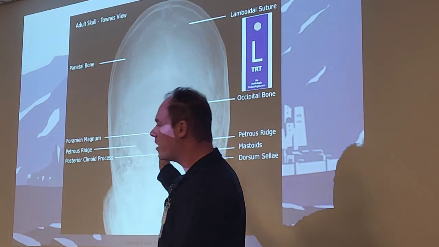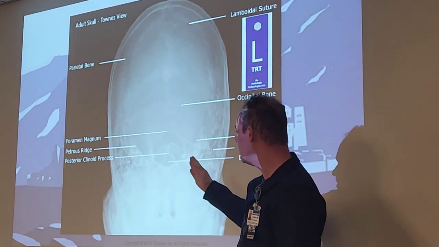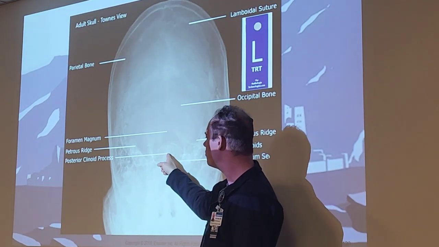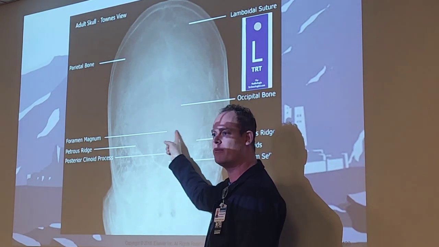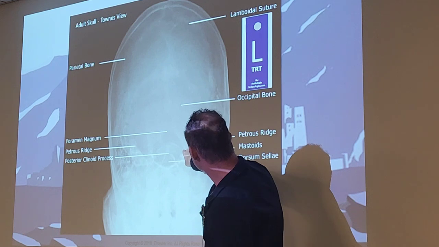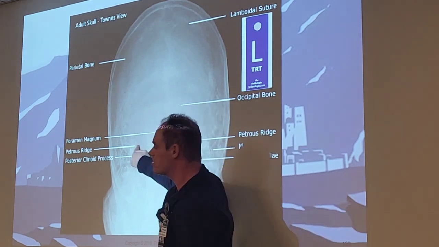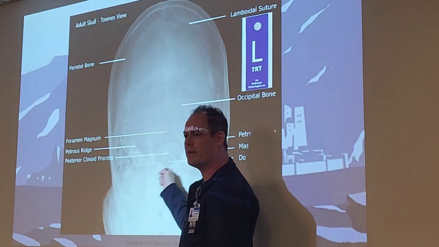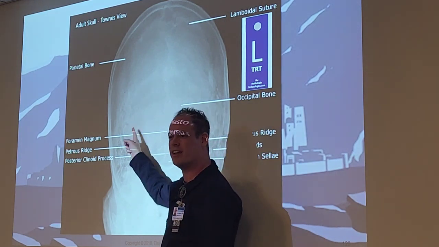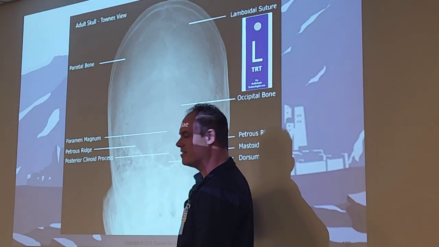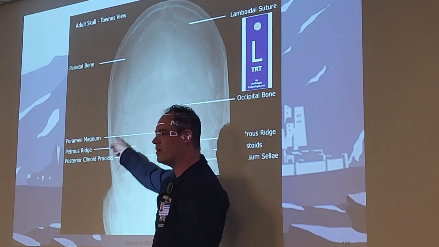If I have positioned correctly for an AP axial Towne's x-ray, not only do I see the clinoid process and the dorsum sellae through the foramen magnum, but I see coming off the sides my petrous ridges, almost like wings on the sides of the foramen magnum. Almost looks like a snitch in Harry Potter. You know, the ball with the wings? There's the ball. Yeah. There's the wings.